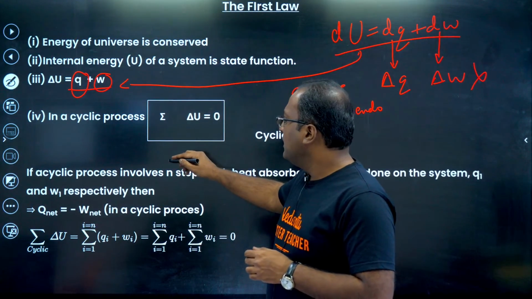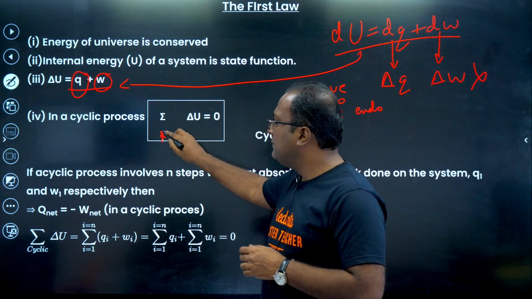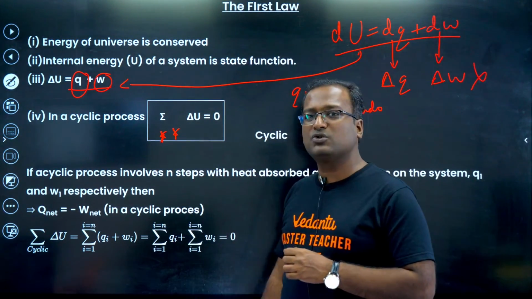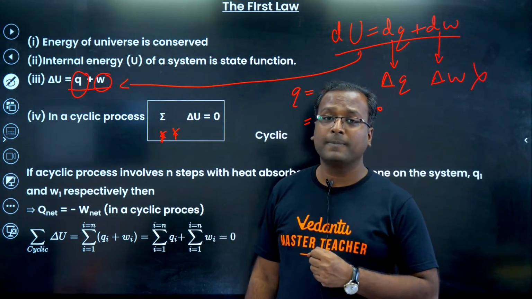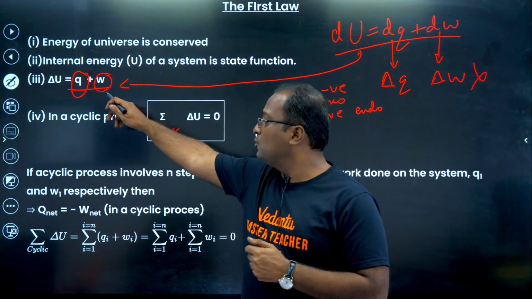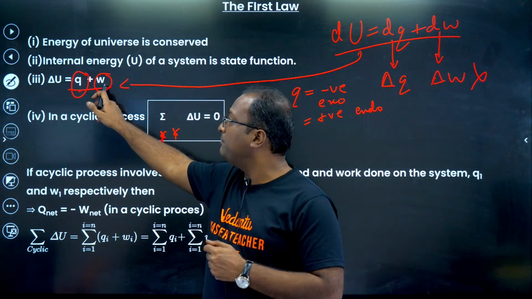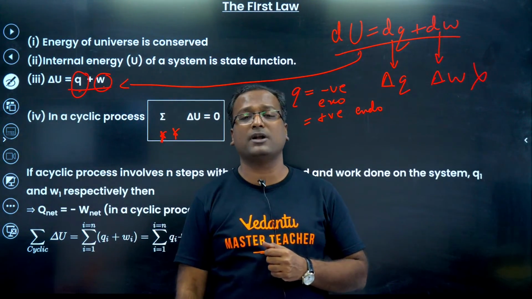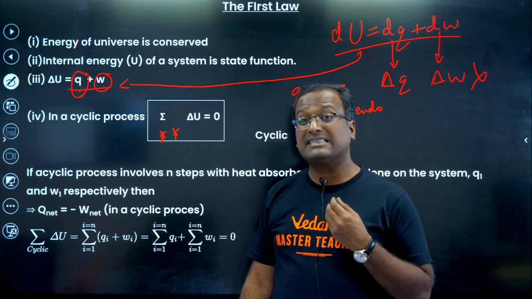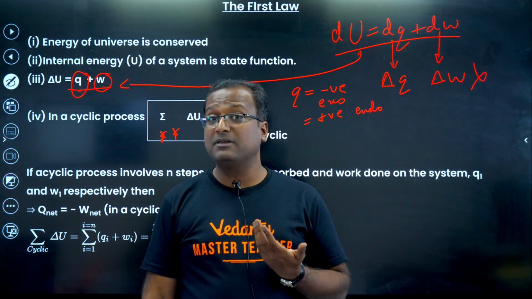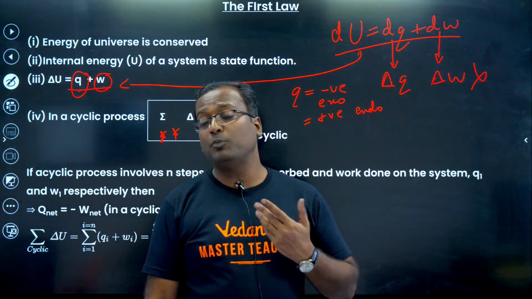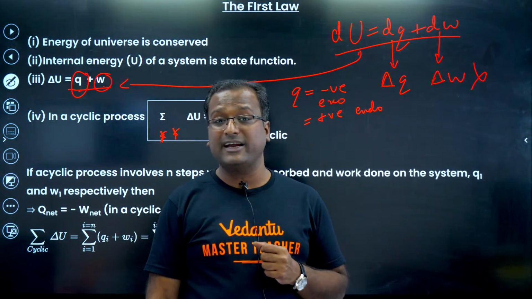Now the next part. Another very important point while problem solving, especially for cyclic processes, is delta U equal to 0. Mind you, Q is a path function, W is a path function, but its sum comes out as a state function. Why does this happen? This isn't supposed to happen: the sum of two path functions coming out as a state function.